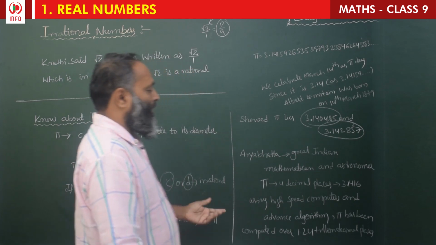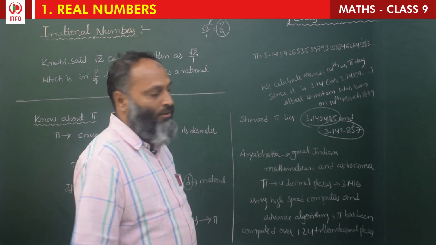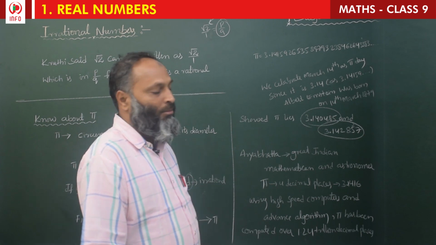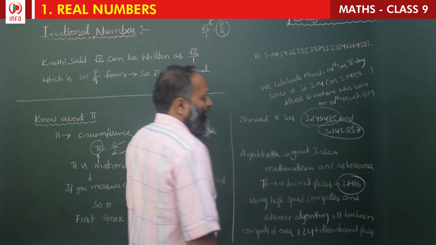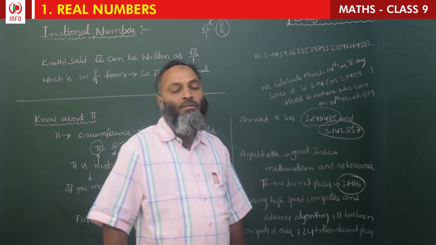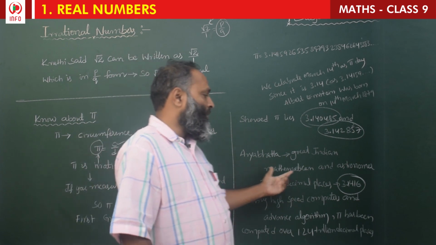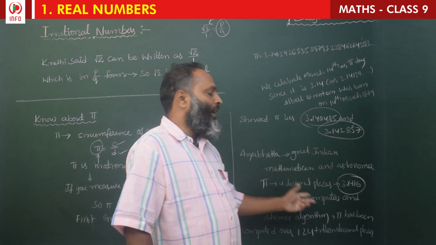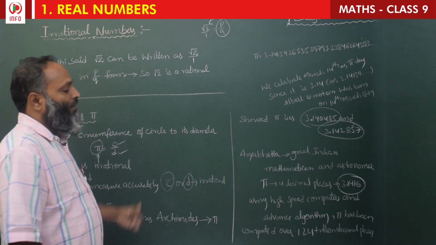Then after that, Aryabhatta, a great Indian mathematician and also astronomer, found the pi value up to 4 decimal places. That is 3.1416. So, Aryabhatta says the pi value is 3.1416. Who is Aryabhatta? Aryabhatta is a great Indian mathematician and also astronomer. So, he found the value of pi, 3.1416.